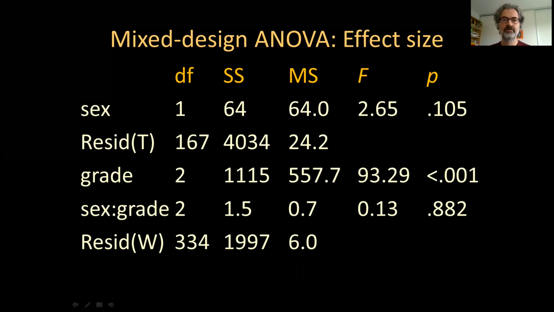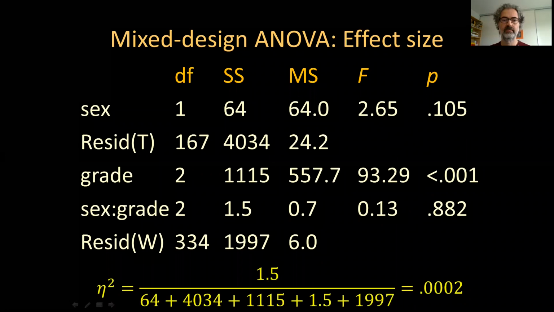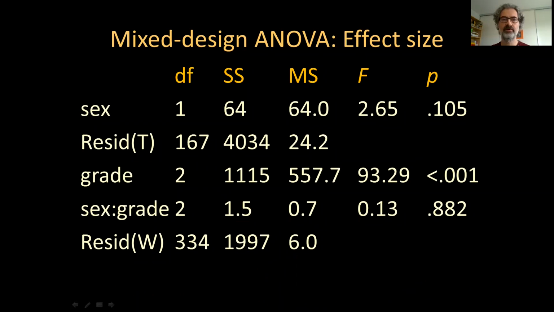The effect size for the interaction is really tiny, and it should be reported as less than 0.001. These were the proportions of variability, so proportions of the sum of squares that were accounted for by each factor and the interaction in the data. So they were the total eta squares.